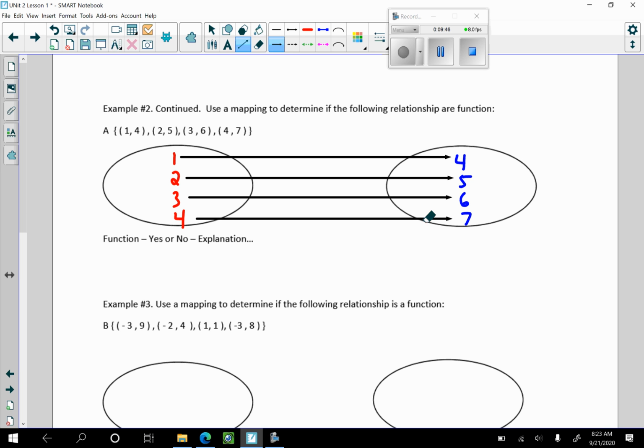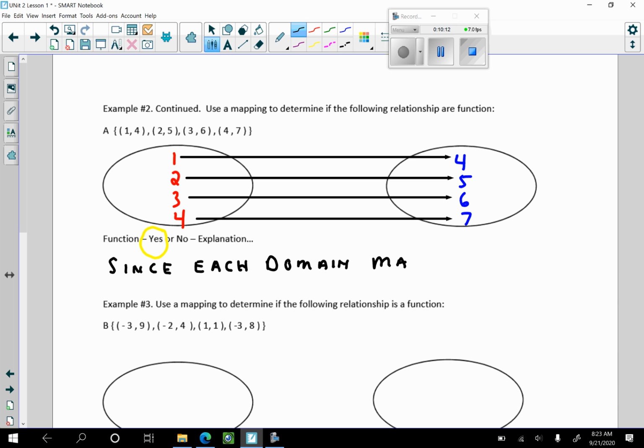So, yes, no function. This is a function. This particular guy is, yes, indeed a function. And our explanation: since each domain value maps to only one range value.